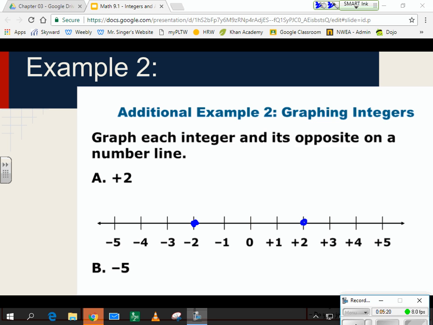And that usually is good enough to mark, but if you also draw a line with them, then you can see that that's an opposite. The other one here is -5 and 5. So I'm going to put a dot at -5, a dot at +5, and then I'm also going to connect these so I can show that they are opposites. Have this down before moving on.